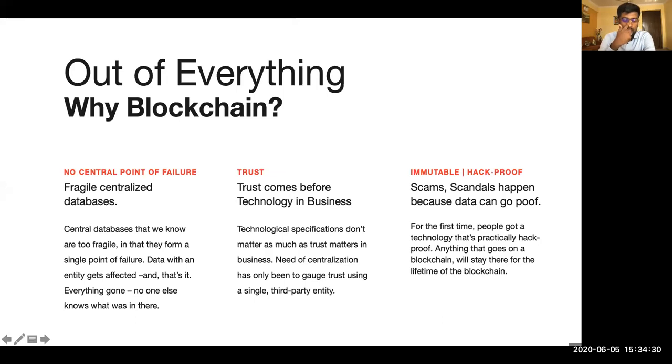So when we ask whether the answer is a DLT or a blockchain, out of everything, why blockchain? As we can see, no central point of failure is the first point that comes to us when we are talking about blockchain. Definitely, that's what decentralization is all about. Centralized servers and centralized entities have fragile databases. They are hacked. They can vanish like that, and you will have no control over the data, right? When we make it decentralized, when we make it distributed.